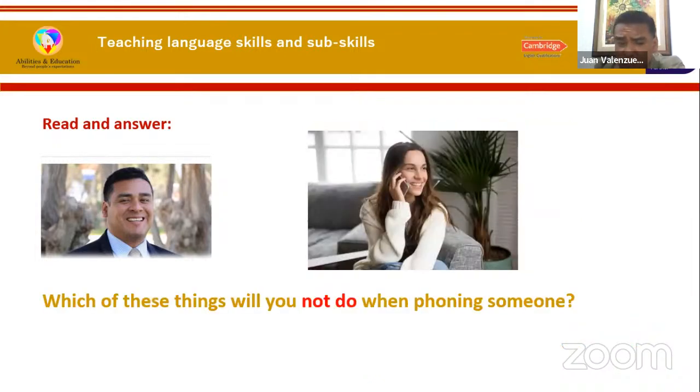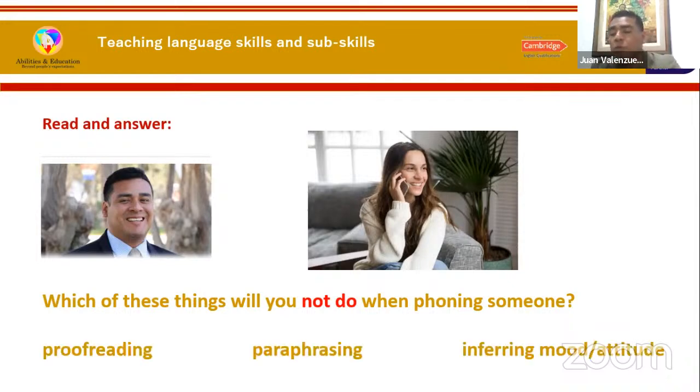There is one more question. Which of these things will you not do when phoning someone, when talking on the phone? Imagine you are talking on the phone. Which of these things will you not do when you are talking on the phone with a friend or with a relative?